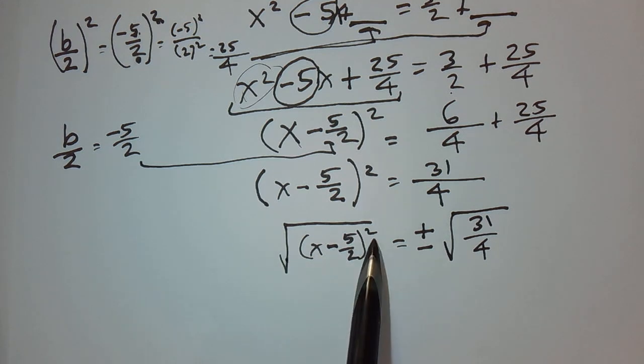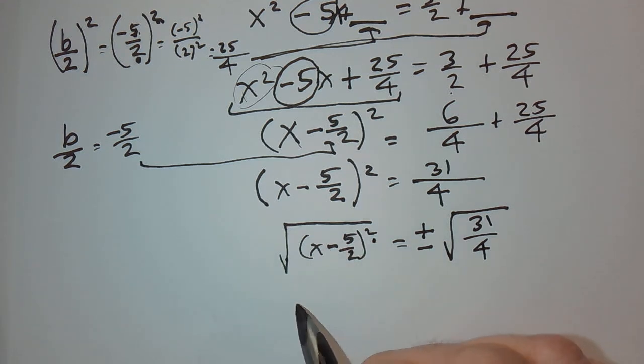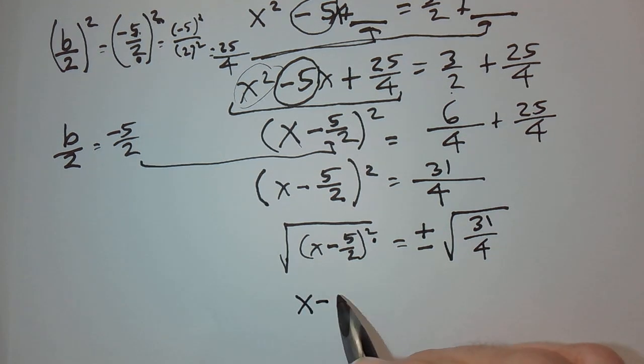Because we're taking the square root of a square, this is super easy. All we do is take out what's in the middle here, what's deep in here, and pull it out. This becomes x minus 5/2.